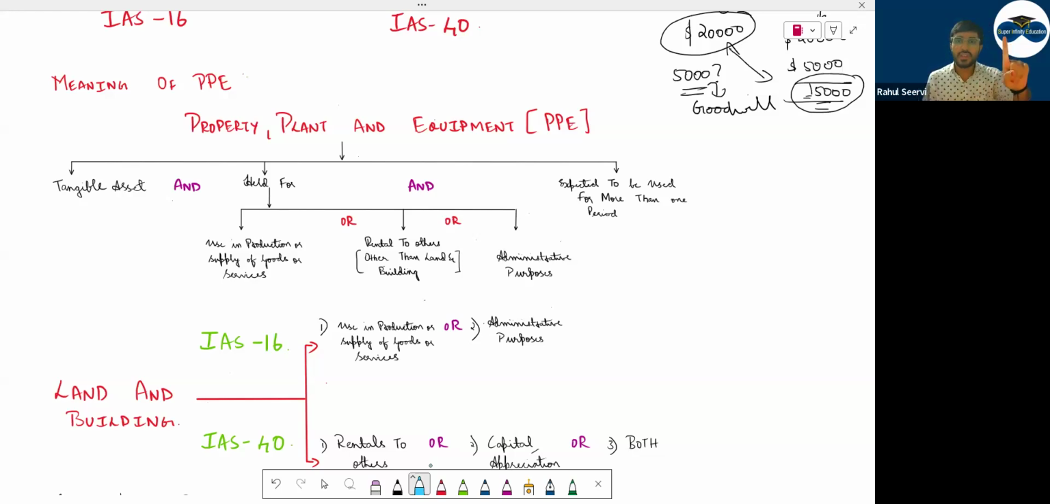First one, it should be tangible. Second one, you should be using this for more than one period. One period means more than 12 months.